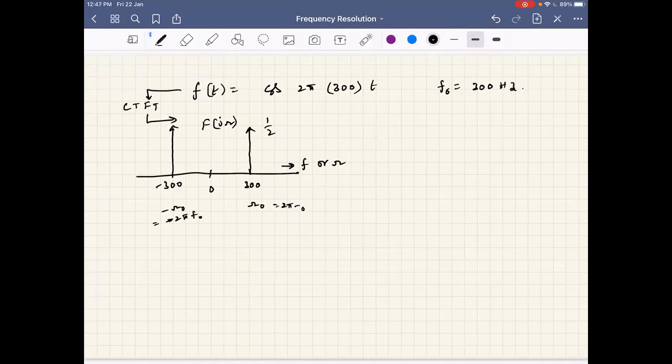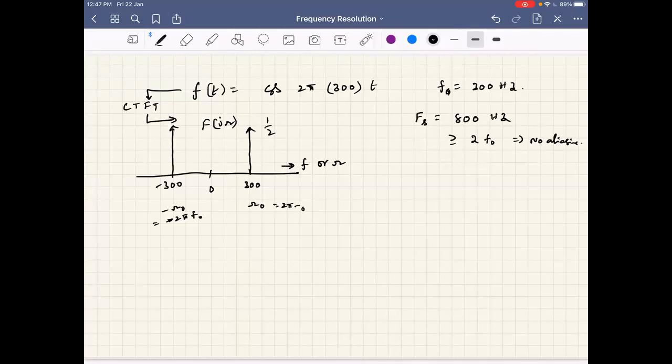Fine. So now the question is, assume that I want to perform sampling. I will give you a sampling frequency of say 800 Hz. With this sampling frequency, do you think aliasing will happen? It will not happen because it is greater than or equal to 2 times f naught, the maximum frequency in the signal here. So no aliasing. Okay, it's good.